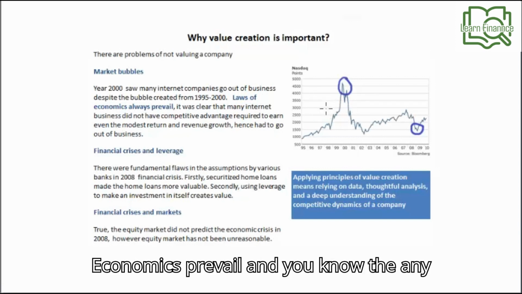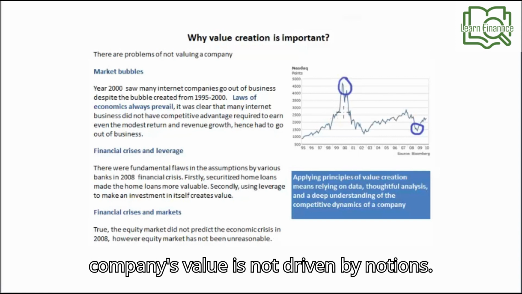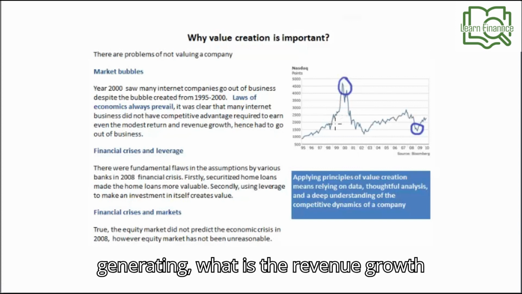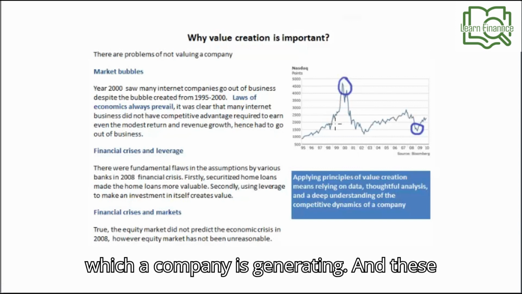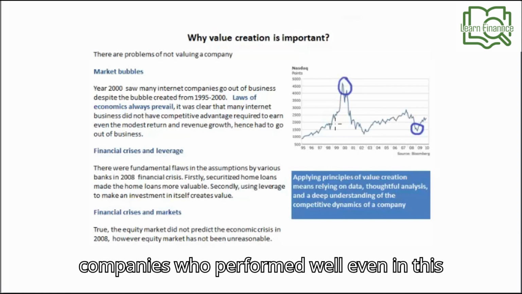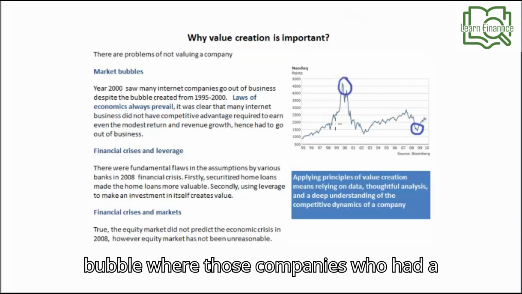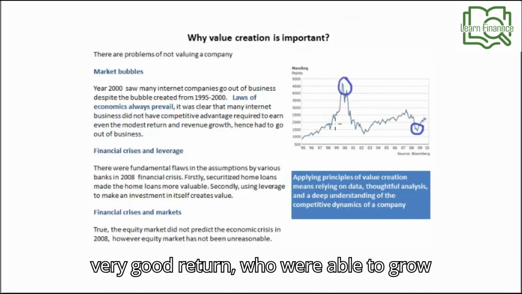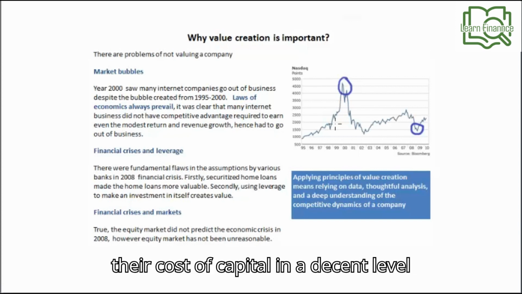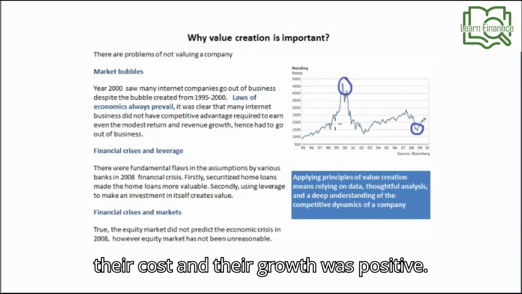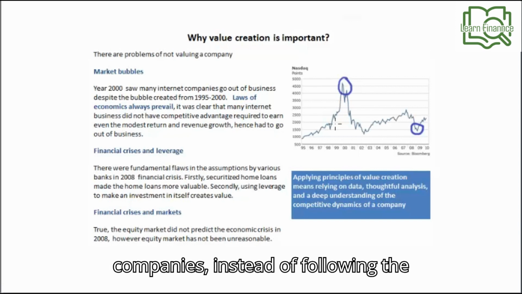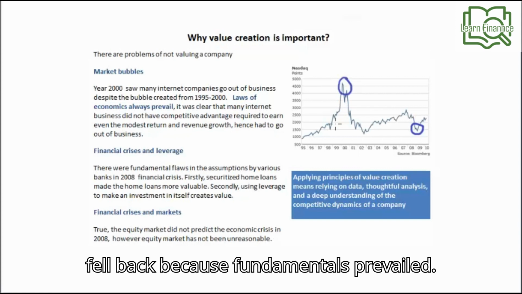This primarily indicates that the laws of economics prevail, and any company's value is not driven by notions. What drives it is the returns a company generates and the revenue growth a company generates. These IT companies were not able to generate that level of returns. Those companies that performed well, even in this bubble, were those with very good returns, who were able to grow their revenues year on year, and who had their cost of capital at a decent level such that their returns were more than their cost and their growth was positive. That created value. But most of the other companies, instead of following the bubble or the notions of investors, fell back because fundamentals prevailed.